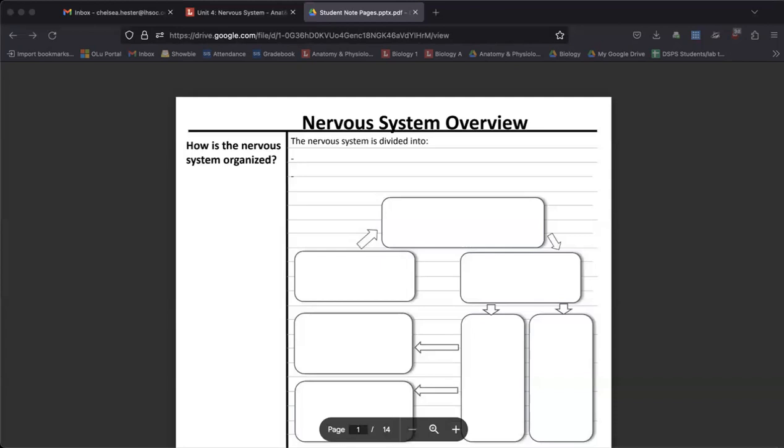Okay, so the motor division also includes two different types of systems. We have the autonomic nervous system, which is involuntary muscle control. This is like breathing, blinking, etc. And then we have your somatic nervous system, which is voluntary muscle control. So this is like walking, or moving your head up and down when you're nodding yes, stuff like that. So just make sure you know the difference between involuntary and voluntary.